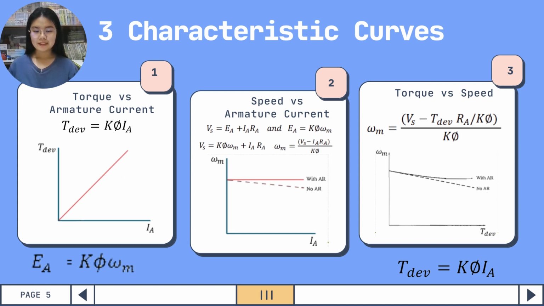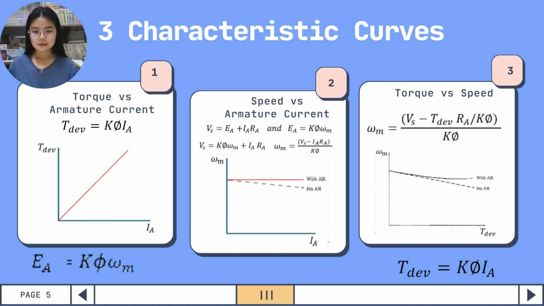In general, three characteristic curves are considered for a DC motor, which are developed torque versus armature current, speed versus armature current, and the terminal characteristic, which is speed versus developed torque. These characteristics are determined by keeping the following two relations in mind, which are Ea equals K phi omega m and also T developed equals K phi Ia.